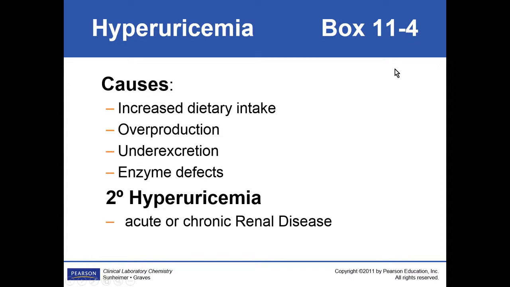Elevated uric acid is listed in box 11.4. Obviously, if we have excess in diet intake, we're going to have excess. In the portion that we do produce it, if we're overproducing it, we'll elevate it. Or if we're not getting rid of it. Or if there's some defect in the enzyme that's supposed to be breaking it down.